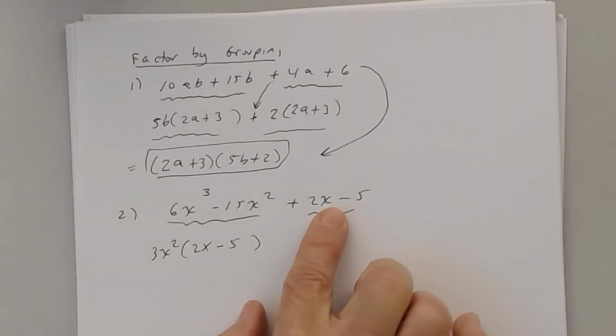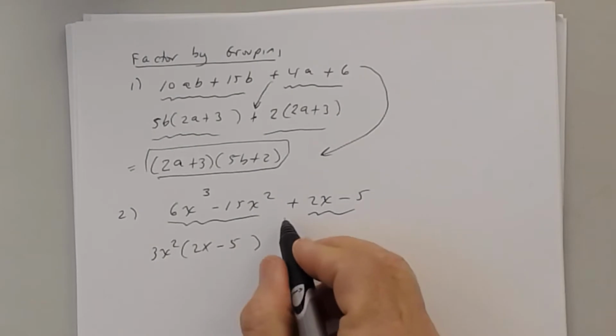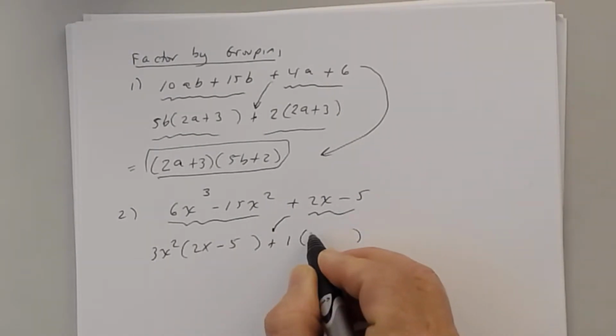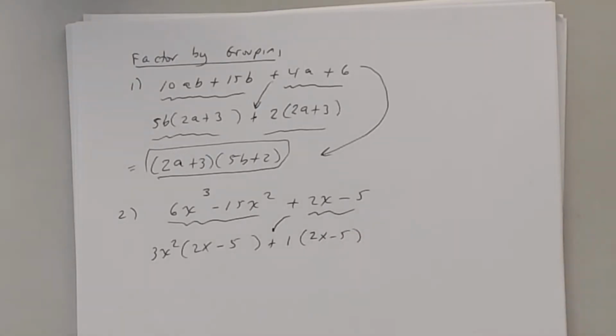1. Very good. So remember, you always bring this down right here. You're going to say plus 1 times what? 2x minus 5. Just like that. Love it. If you did not put that 1 there, you would probably mess up in your answer. You need to put a 1 there. Now, what do they have in common?